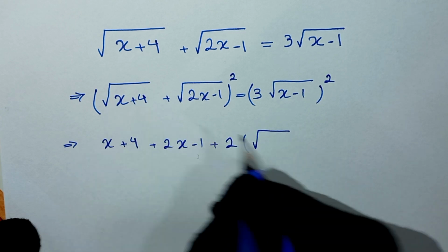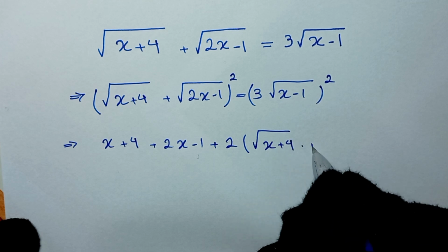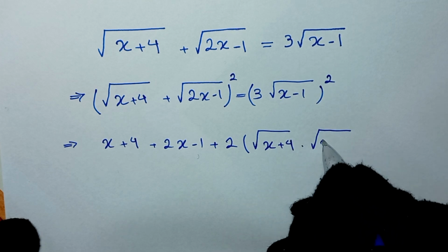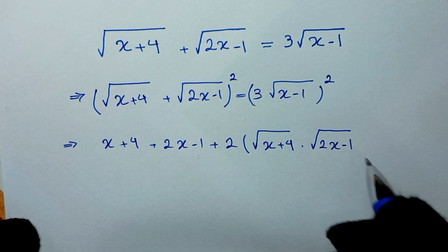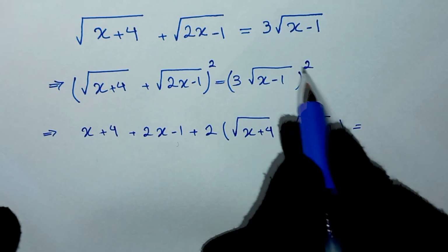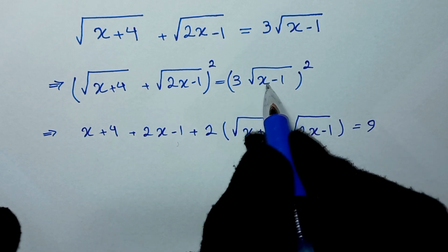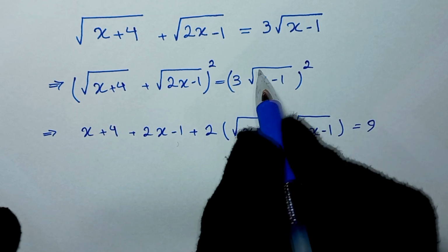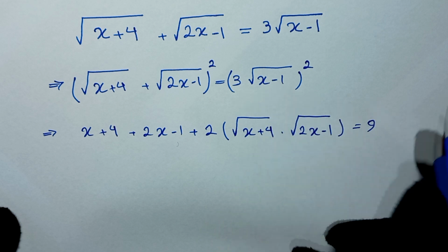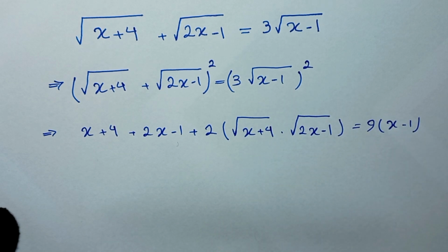times square root of 2x minus 1 is equal to this to the power of 2, 3 to the power of 2 will be 9, and times this to the power of 2, this square root will cancel and it will be x minus 1, so it will be 9 times x minus 1.